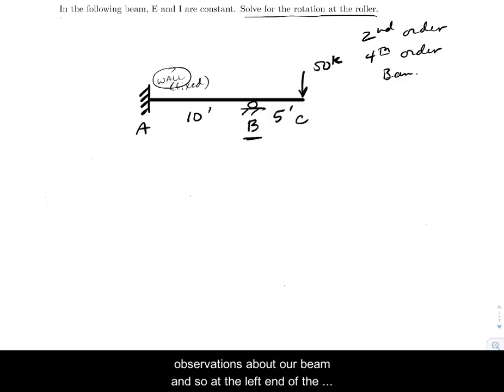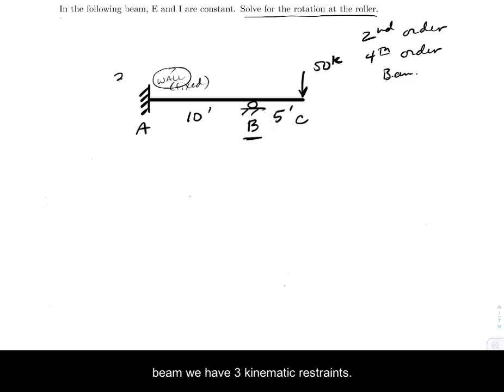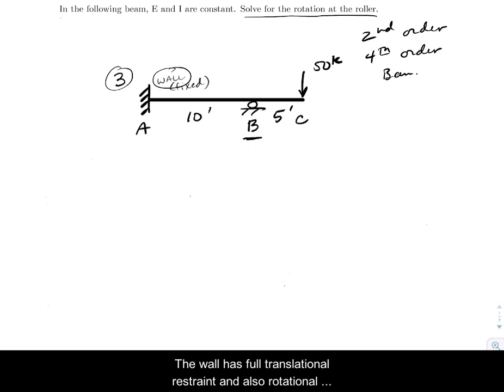As we start here, we're going to need to make some observations about our beam. At the left end of the beam, we have three kinematic restraints. The wall has full translational restraint and also rotational restraint. Over at point B, we have one translational restraint in the vertical direction.